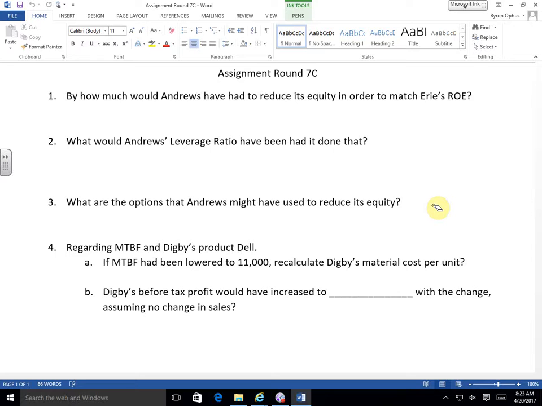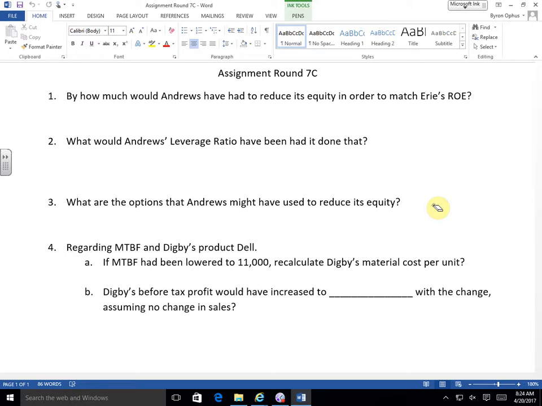And then had they done that, and I do believe Andrews has enough cash, they could have done that easily, what would Andrews' leverage ratio have been? If they'd have done that, their leverage probably would have gone up, would be my guess, right? Take on a little more risk. So had they done that, what would its leverage ratio have been?